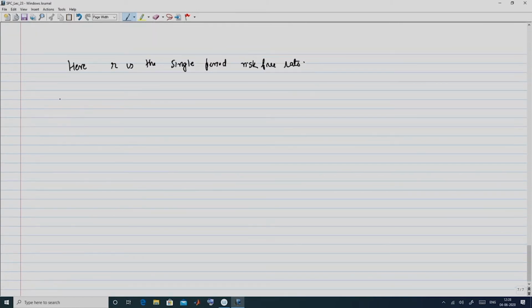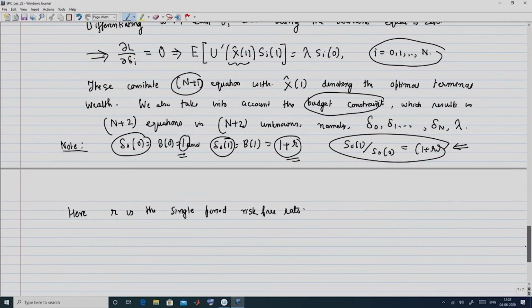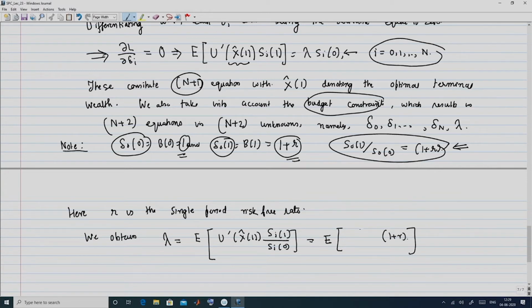Now, going by the above equation, if you observe carefully this relation, from here we obtain the value of lambda. What is the value of lambda? This is going to be the expected value of u prime of x hat of 1 into Si of 1 over Si of 0, dividing both sides by Si of 0. And remember that Si of 1 over Si of 0 is 1 plus r. So, that is what I was referring to, as we will just make use of the ratio, into u prime of x hat of 1 into 1 plus r.